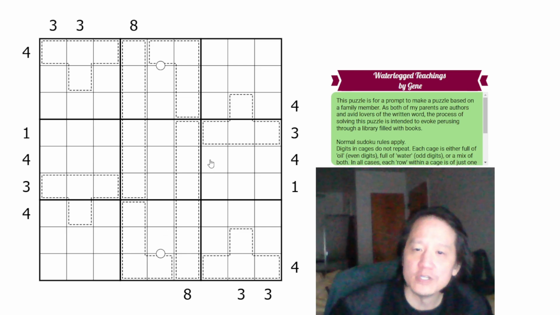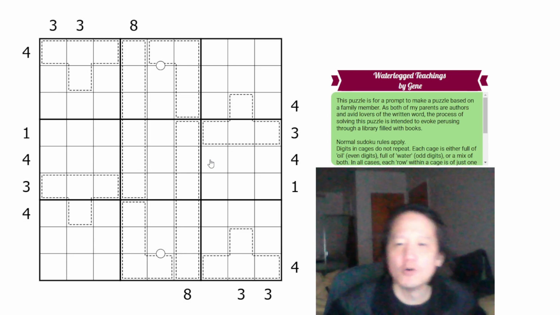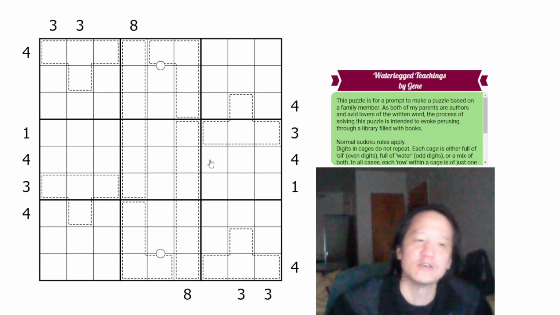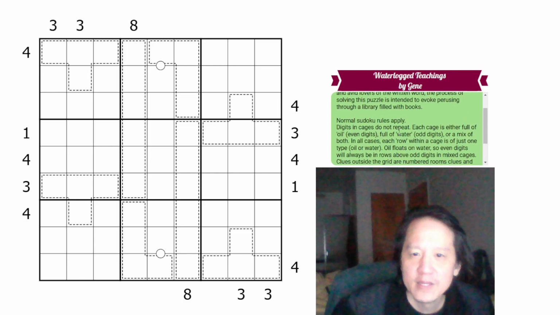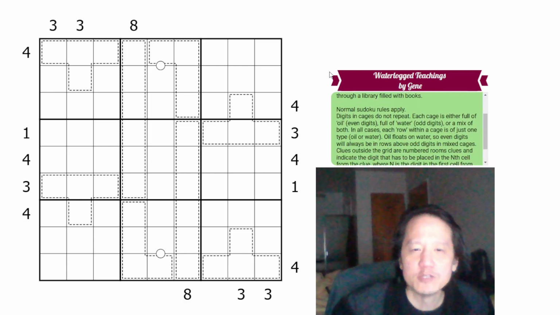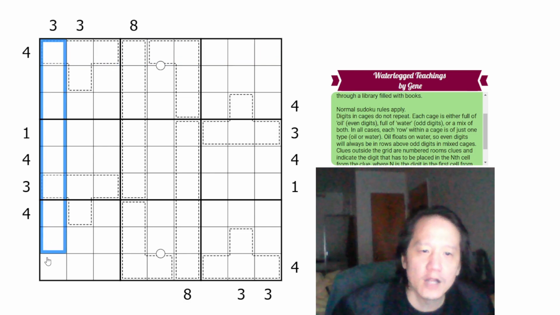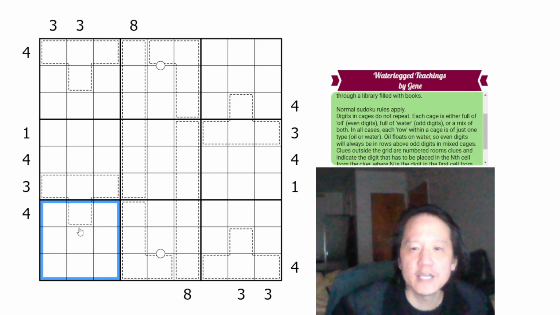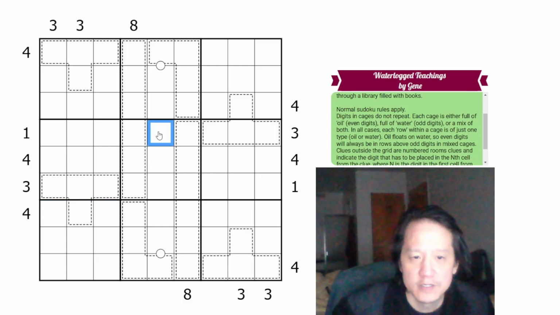This puzzle is for a prompt to make a puzzle based on a family member. As both of my parents are authors and avid lovers of the written word, the process of solving this puzzle is intended to evoke perusing through a library filled with books. Very cool, I like the idea. Normal Sudoku rules apply, which means place the digits 1 through 9 once each in every row, column, and box. Digits in cages do not repeat.